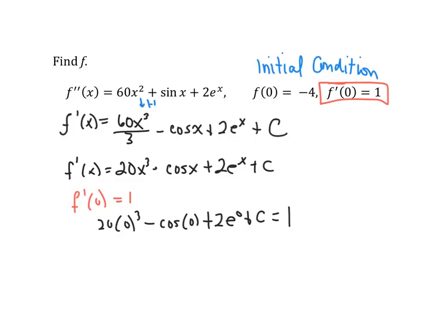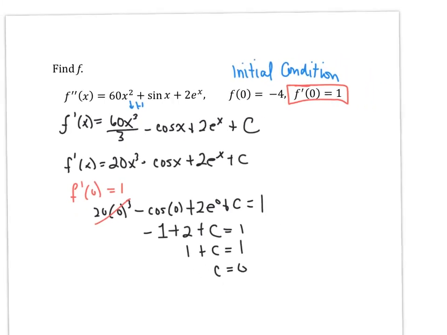Most of these you can do really easily. For example, 20 times 0 cubed is 0, so that one we don't have to worry about. The cosine of 0, you guys know that's 1 because we've been doing it so much, so this is minus 1, negative 1. e to the 0 is 1, so 1 times 2 is 2. Then plus c equals 1. Now we do a little bit of math: negative 1 plus 2 is 1, and then subtract 1 on both sides, so you get that c is equal to 0.